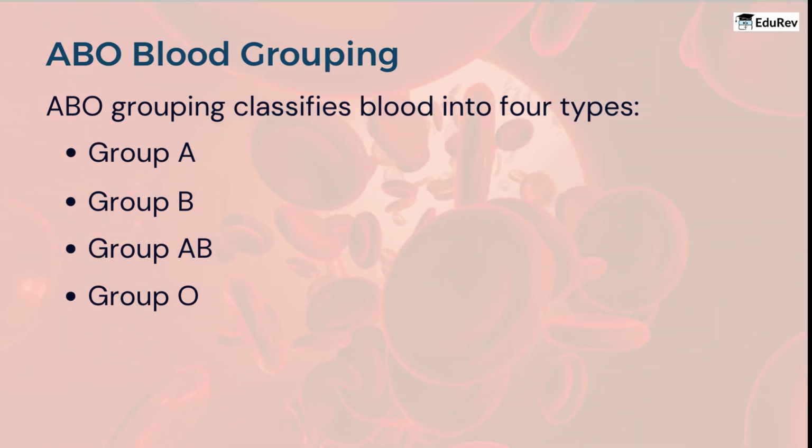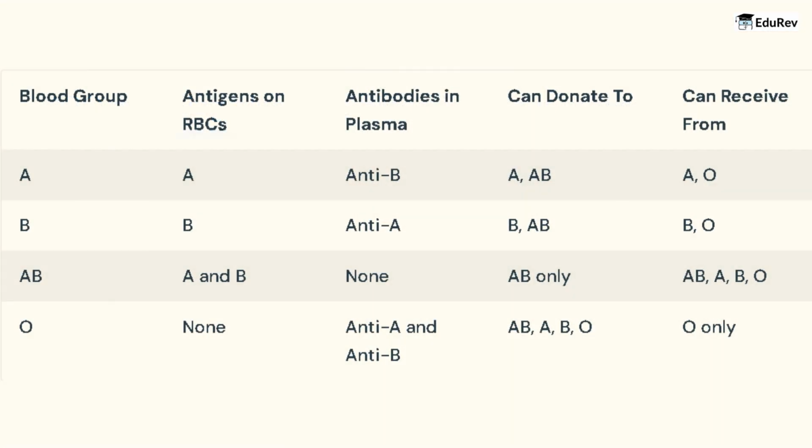Starting with blood group A. People with blood group A have A antigens present on their red blood cells. In their plasma, they carry anti-B antibodies. This means they can safely donate blood to individuals with blood group A and blood group AB. And when it comes to receiving blood, they can take it from blood group A and blood group O.